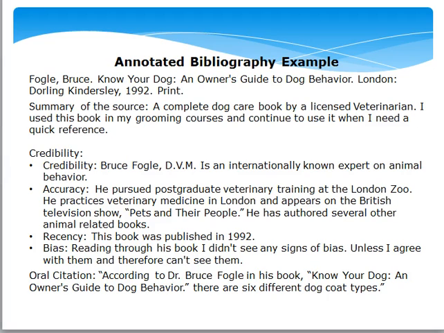Now, there's an example here of an annotated bibliography. I'm not going to go through everything, but as you can see, it includes the citation, which is Bruce Fogel, a very brief summary of the source, a complete dog care book by a licensed veterinarian. The speaker in this case had used this book in grooming courses that were taken, and she continued to use it when she needed a quick reference. Credibility, as you can see, is addressed in all four areas: credibility, accuracy, recency, and bias.